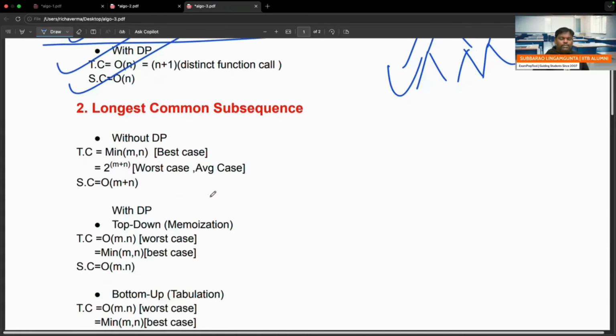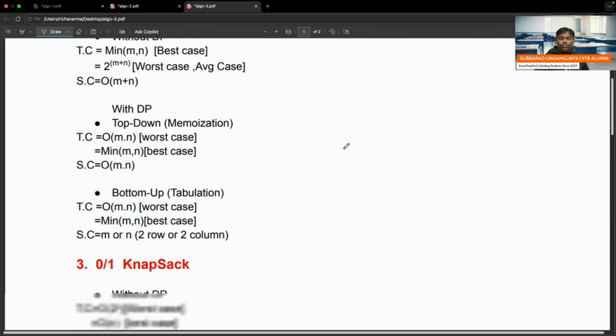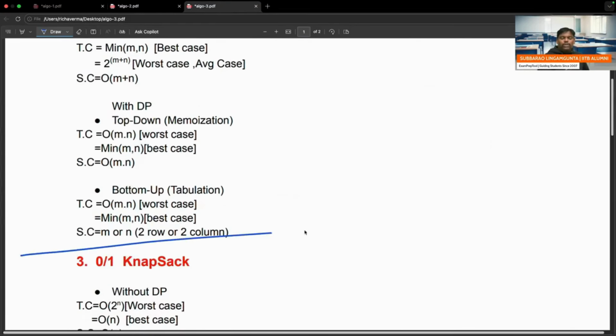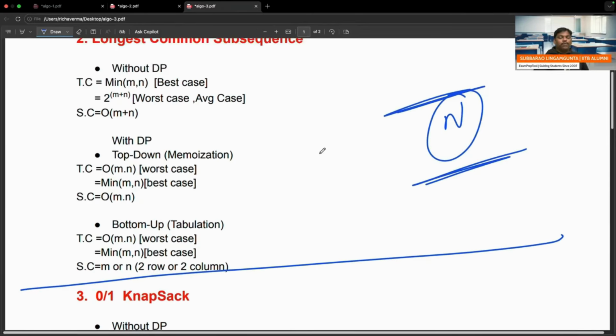Okay, fine. Let's go to, right, understand everyone. Mostly this one, you can expect numerical. LCS numerical or time complexity. Mostly you can expect numerical in this area, right? So see the time complexity.